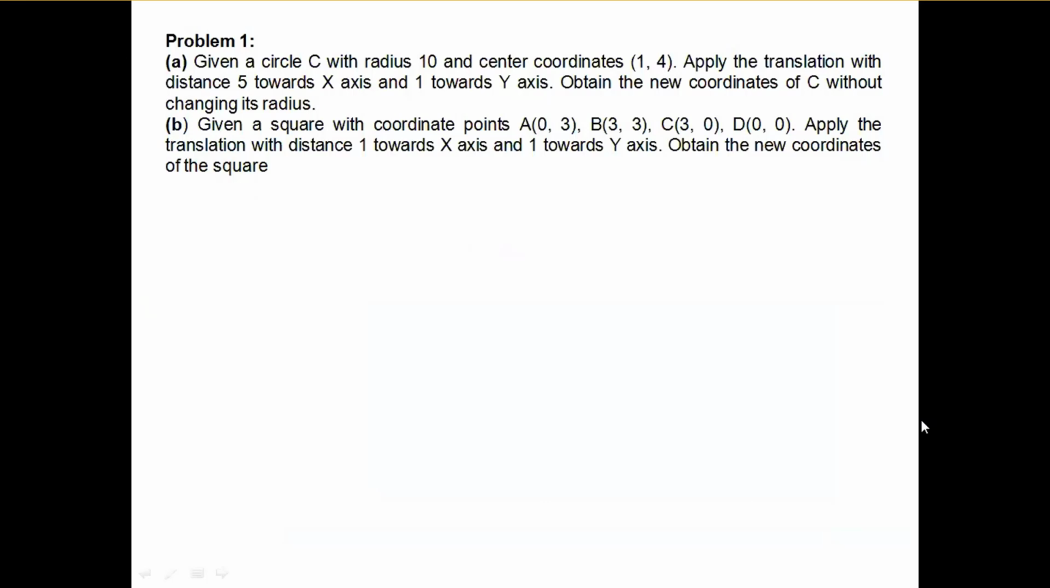So, in this lecture, I will take up some problems to build up the understanding about the concepts of translation, scaling, rotation, reflection, and shearing. So, we'll start with certain problems. I have taken one problem, for example, problem first, A part.